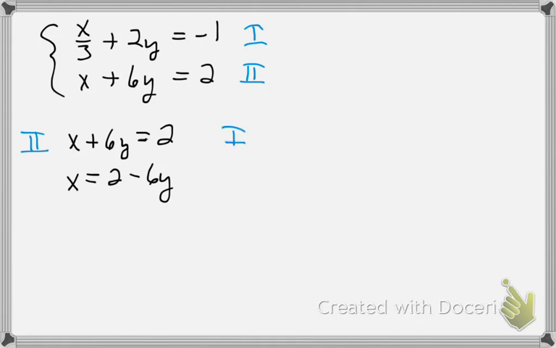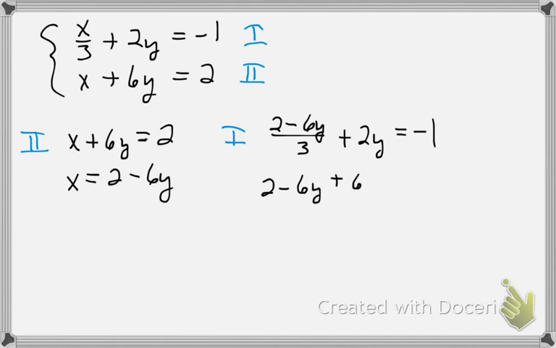All right, then what do we do? We substitute that into the other equation. So we wind up with, instead of x over 3, (2 minus 6y) over 3 plus 2y equals negative 1. How do we solve this equation? By multiplying everything by 3. So 2 minus 6y plus 6y equals negative 3. Do you guys agree? If I combine like terms, negative 6y plus 6y cancel out, and I wind up with 2 equals negative 3.